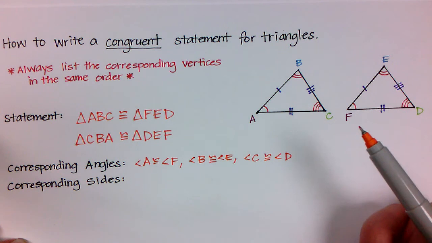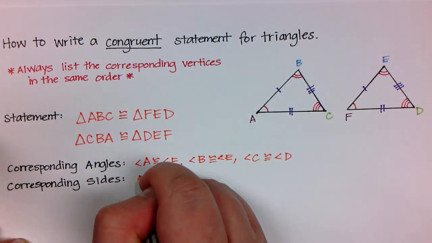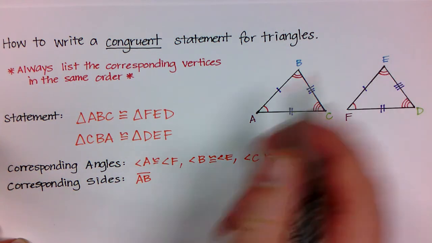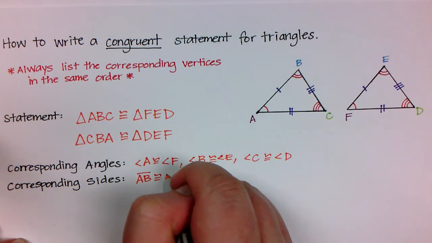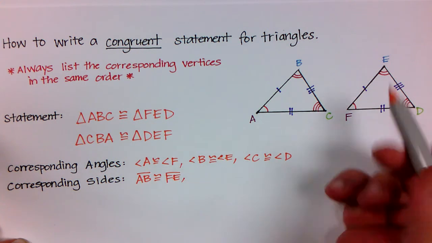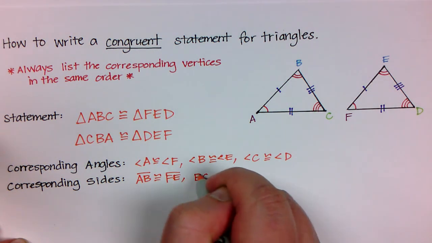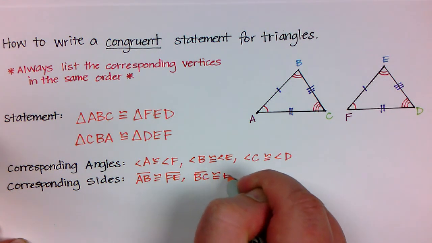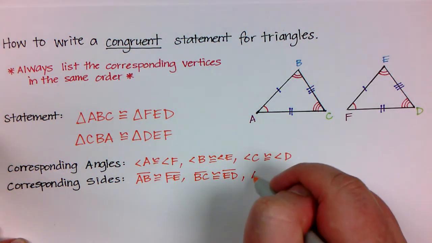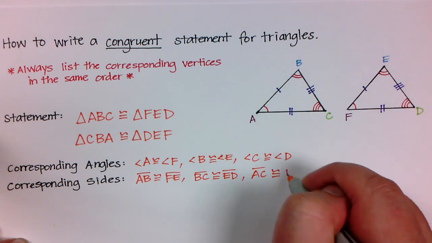Corresponding sides, we're looking at the markings of the sides. So here I can see that the segment AB is congruent to the segment FE. All right. The next one that I see is BC, which is congruent to ED. And the final one, AC is congruent to FD.